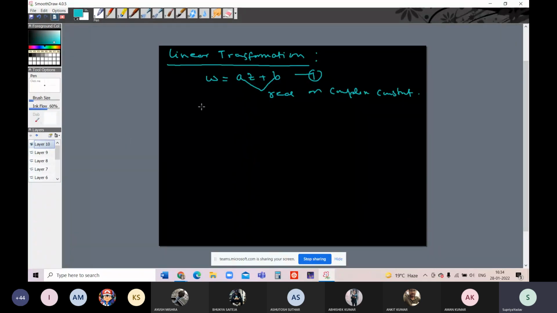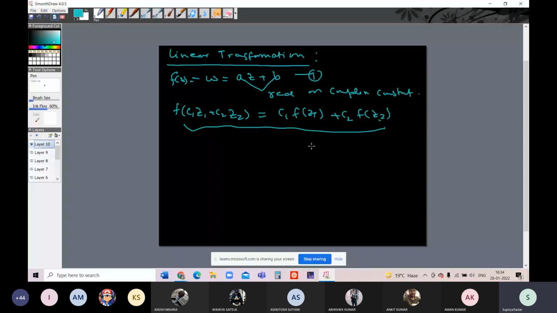Why is it called linear? Suppose that W is equal to F of Z. If we substitute here, in place of this Z, C1Z1 plus C2Z2, it will give you C1 times F of Z1 plus C2 times F of Z2. If a function follows this, this is called the linearity property. So this type of transformation follows the linearity property, that's why it is called the linear transformation.